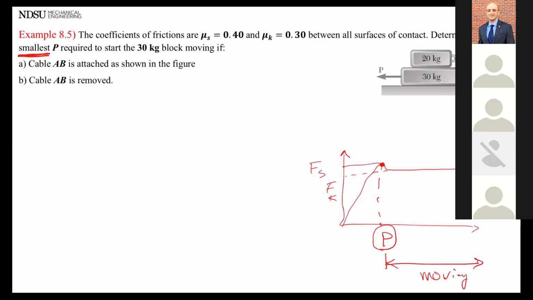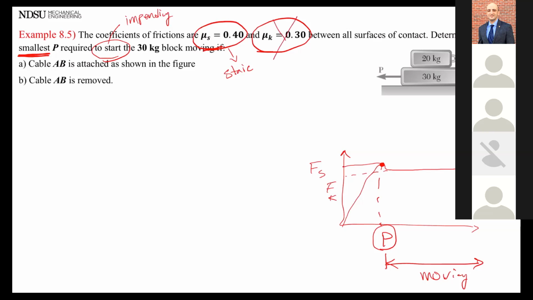Another question for you guys, which of these do I have to use? Mu sub S or mu sub K, and why? Mu sub S, because that's the minimum amount that it'll take to get it to move. So mu sub S, that's correct, because this is coefficient of static friction. And this problem is not dealing when the blocks are moving. It just wants to find out the smallest force to start. In other words, is impending motion. So it get it ready for movement, but it's not moving.